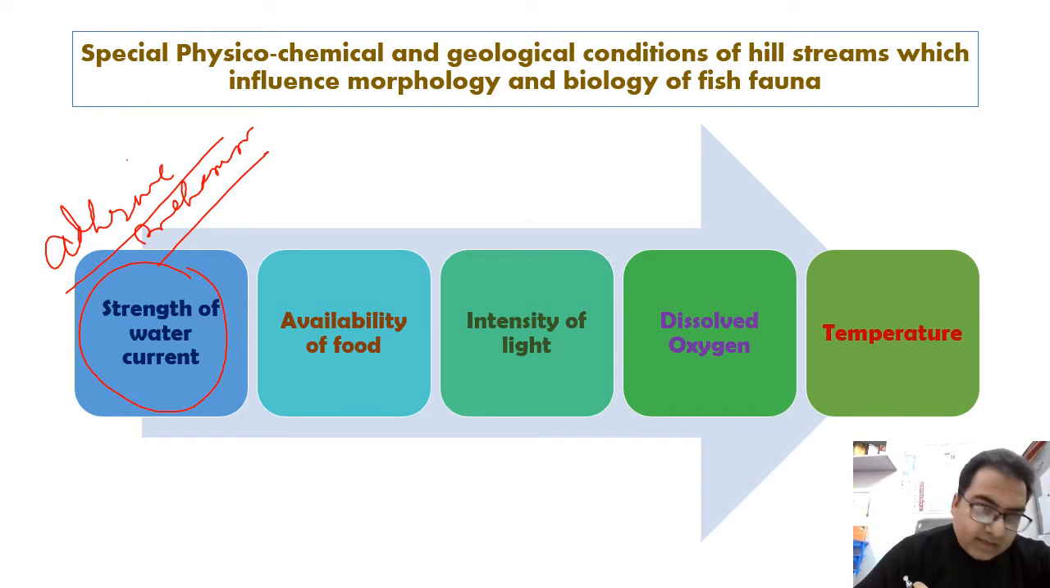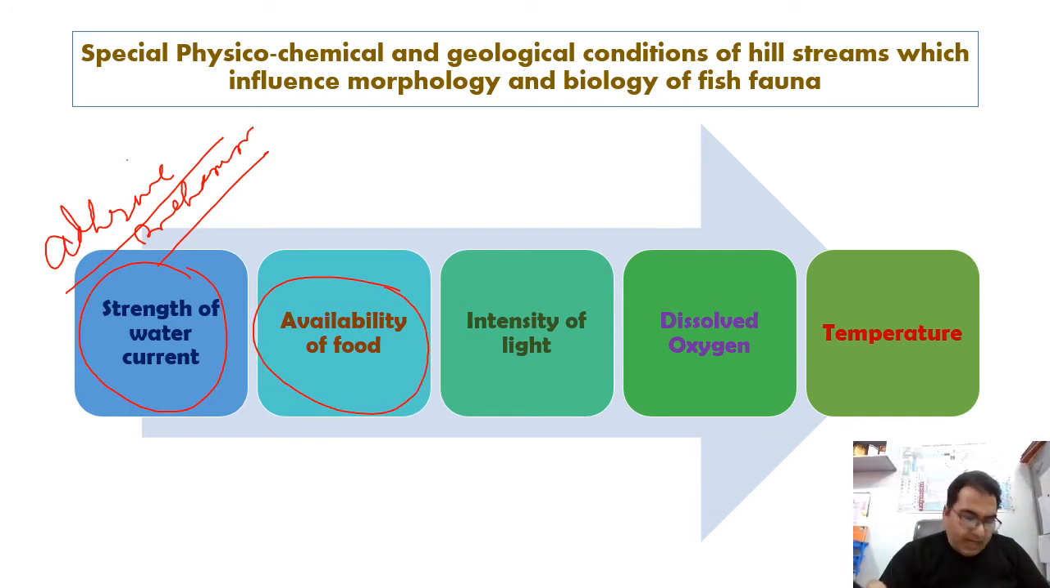The second important thing is the availability of food. The food is available in plenty, in the form of algae and insects in the hill streams. But because of the fast flowing water, food in the form of worms or crustaceans can be scarce. Plants also cannot grow because of the fast flowing nature of the water.